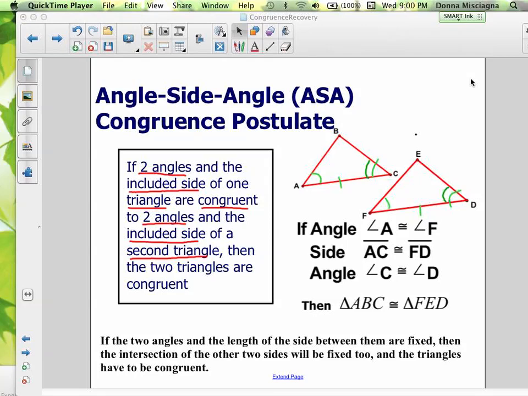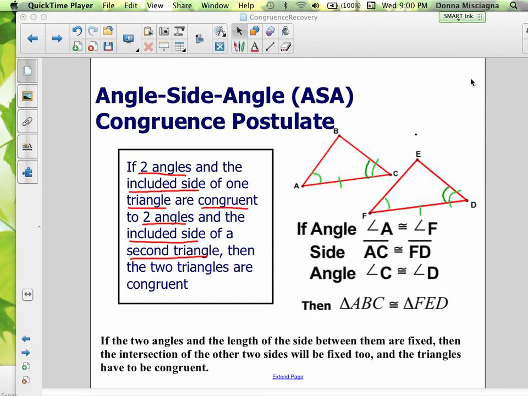Welcome back. So we're going to be looking at the angle side angle triangle congruence postulate. Two angles and the included side of one triangle are congruent to two angles and the included side of a second triangle, then the triangles are congruent.